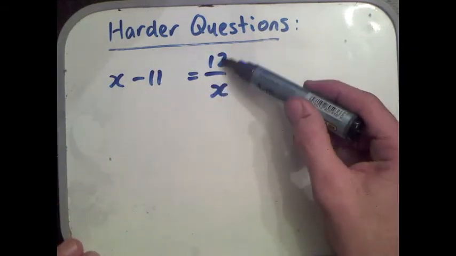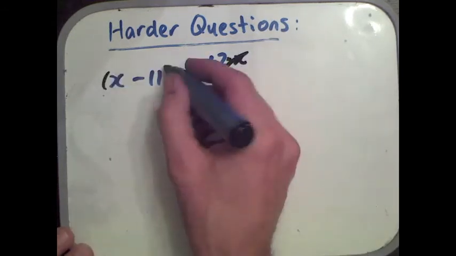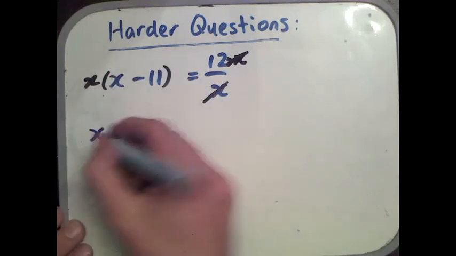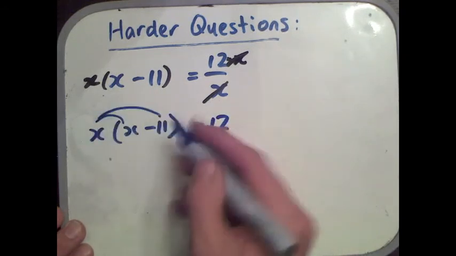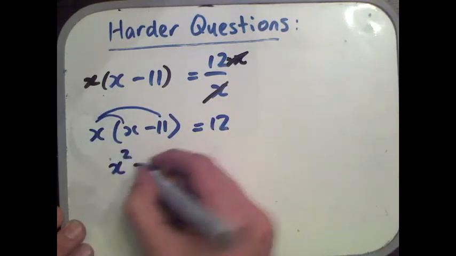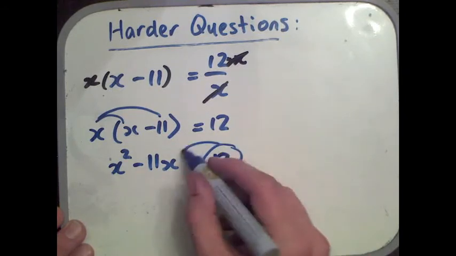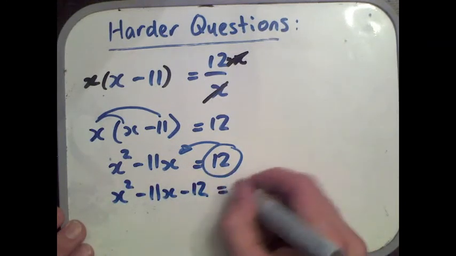We want to get rid of this fraction here, so how do we get rid of divide by x? We multiply by x. What we do to one side, we do to the other side. Now we've got to multiply both terms by x. Now let's expand out that bracket to get x squared minus 11x equals 12. Now let's bring that 12 across to our left hand side to get x squared minus 11x take 12 is equal to 0.